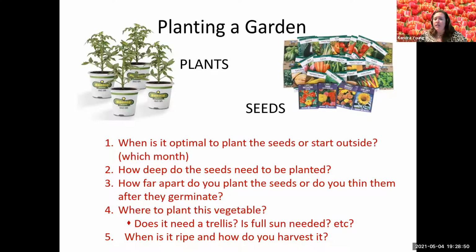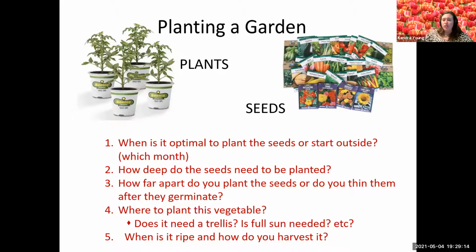And how much sun does your plant need? Does it need full sun? Does it need partial shade? There are different plants that grow at different times of the year, so we have fall producing plants. So when is it ripe and how do you harvest it? All of that information is told on your seed packets as well.